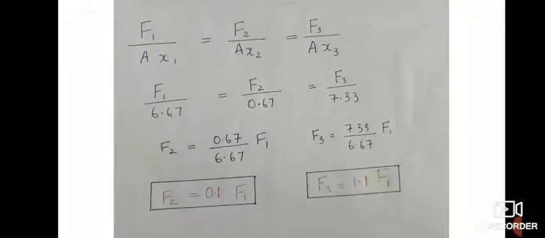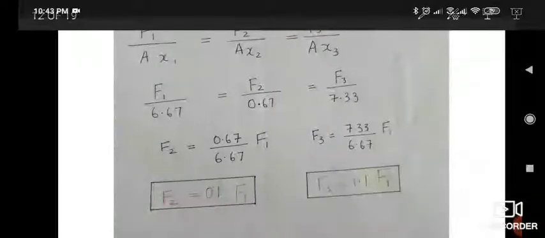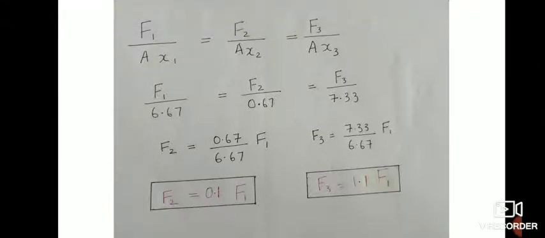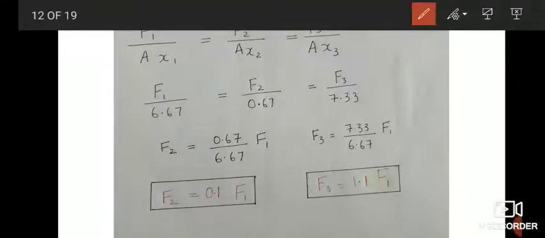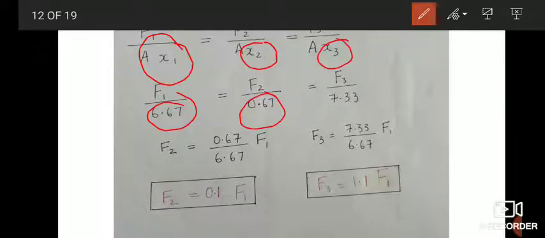Then you can cancel A in each expression. You will get F1 by 6.67, the value of X1 you can substitute. So it is 6.67, X2 you can substitute 0.67, X3 you can substitute 7.33. Now you will get some equations. So you have to solve F1, F2 and F3.